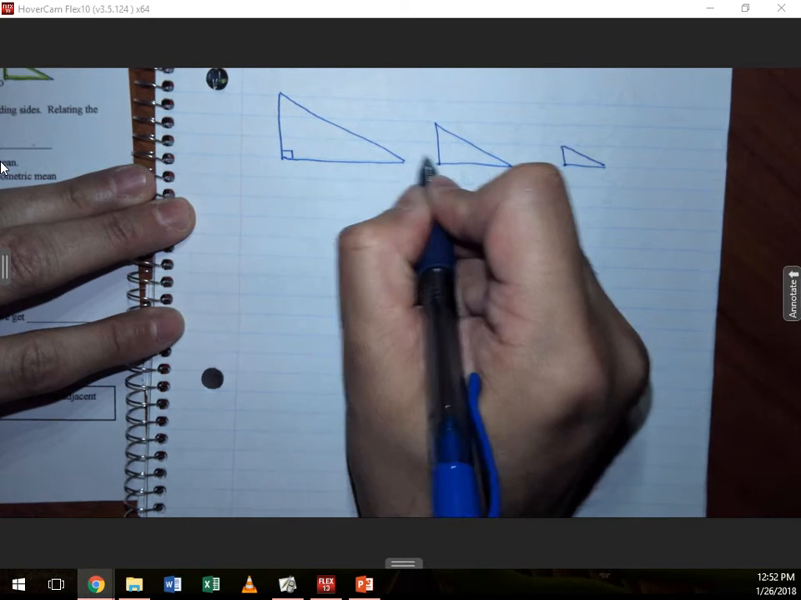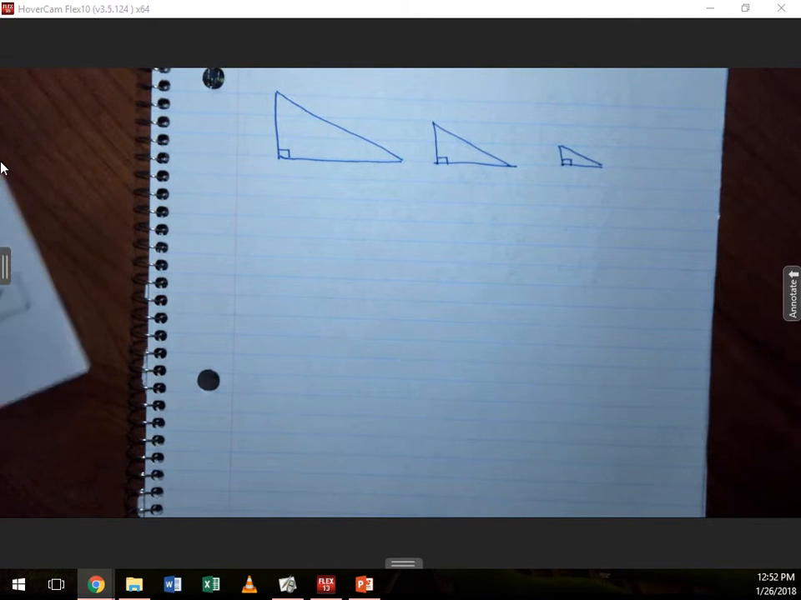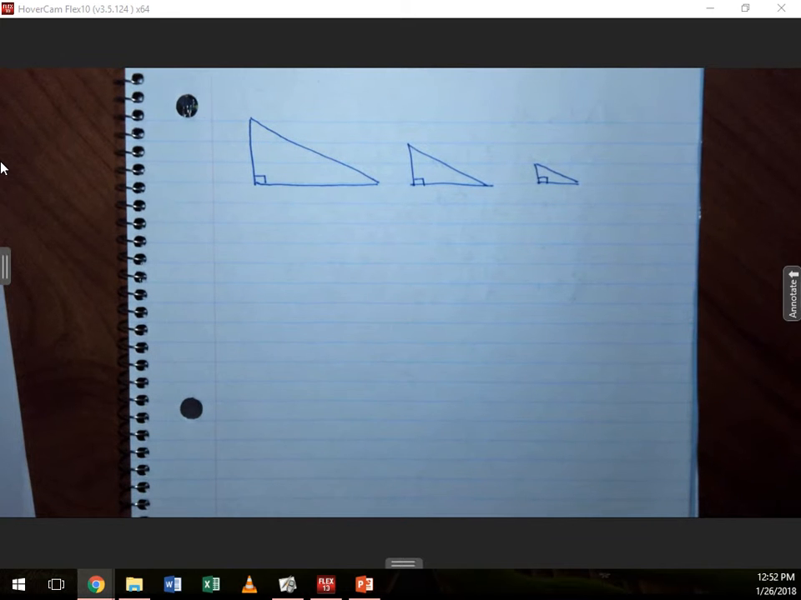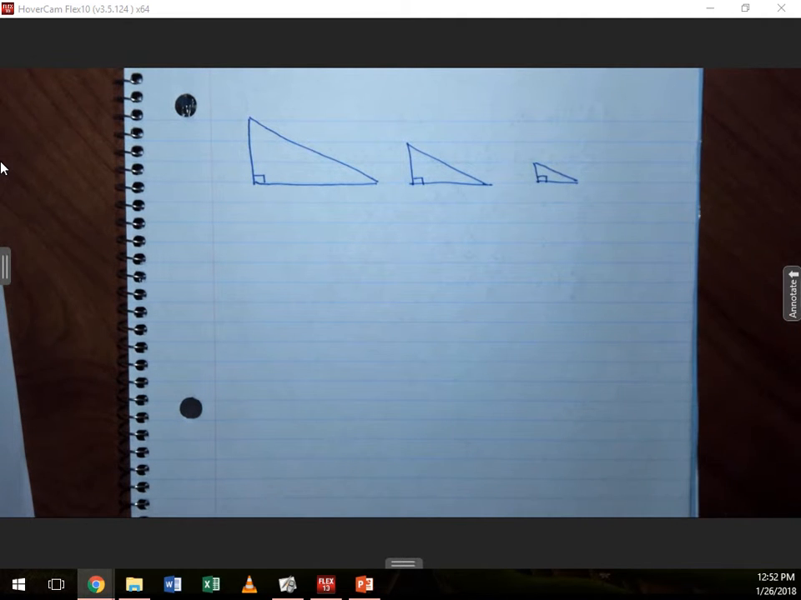Now, each one of these is going to be a right triangle. That's important for the similarity statements. We know when we have two sides of a right triangle, we can find the third by using the... I heard Pythagorean Theorem, right? Yeah, okay. So the Pythagorean Theorem is the answer.